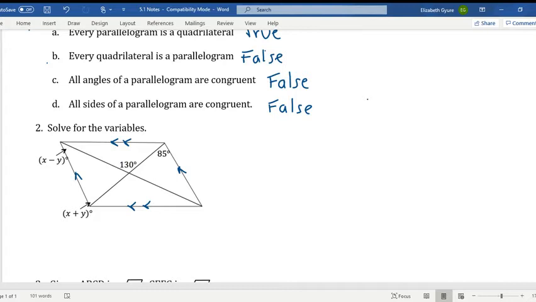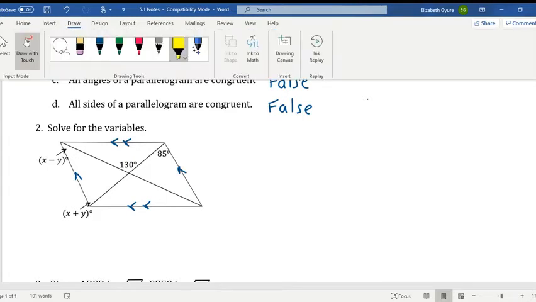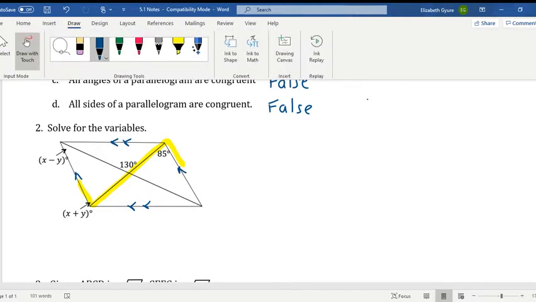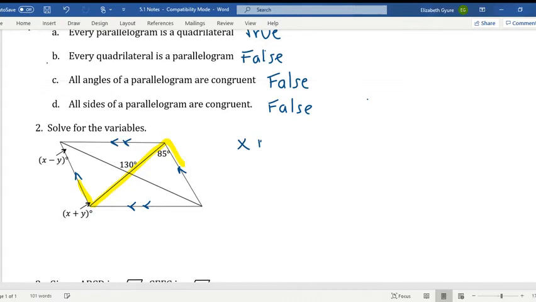We do know that the opposite angles are going to be congruent, but if you take a look, these are kind of being split up with our diagonals. So we're actually going to have a lot of alternate interior angles in this picture. For example, right here with x plus y and 85, that's actually a pair of alternate interior angles. So those would have to be congruent. So that could potentially be one equation you could set up. So one equation we could set up for our system is x plus y equals 85.